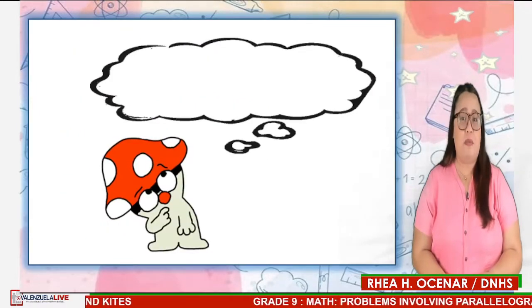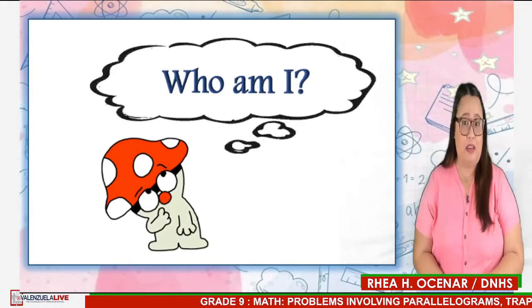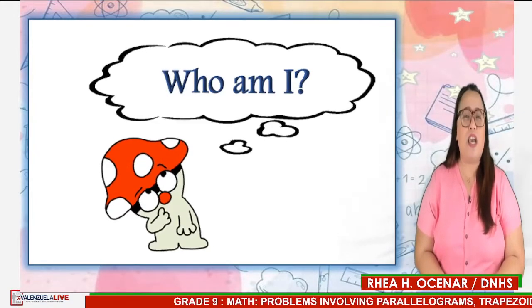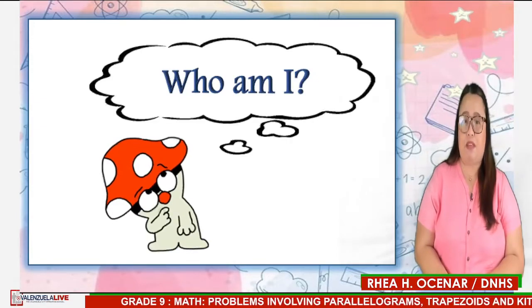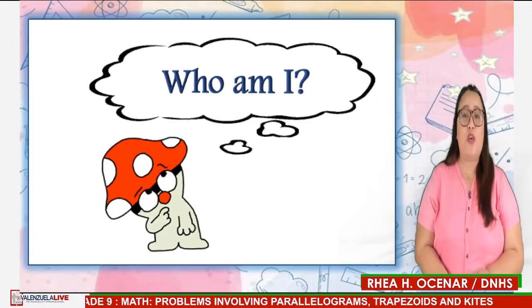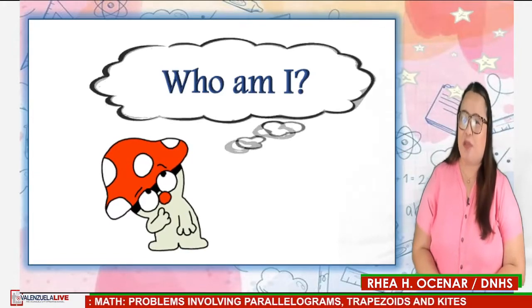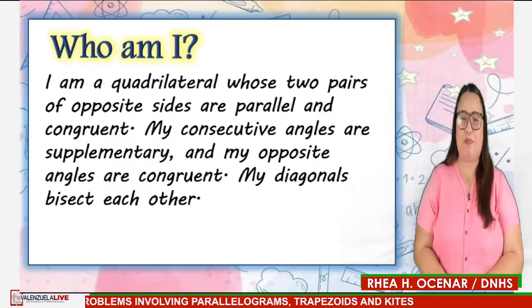Our first activity is entitled, Who am I? You will identify what type of quadrilateral is described in each statement. You will be given 5 seconds to answer. You can type your answer in the chat box. Are you ready? Let's begin.